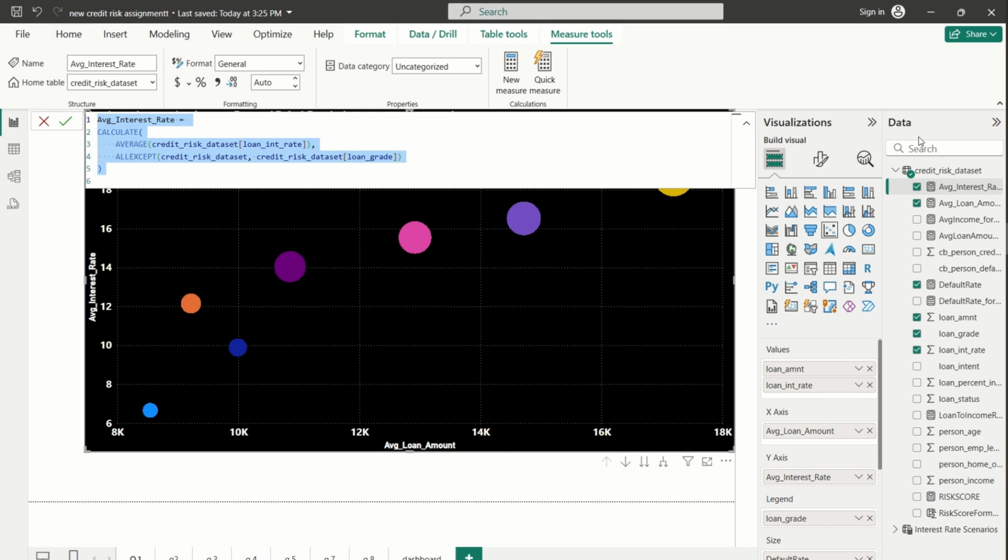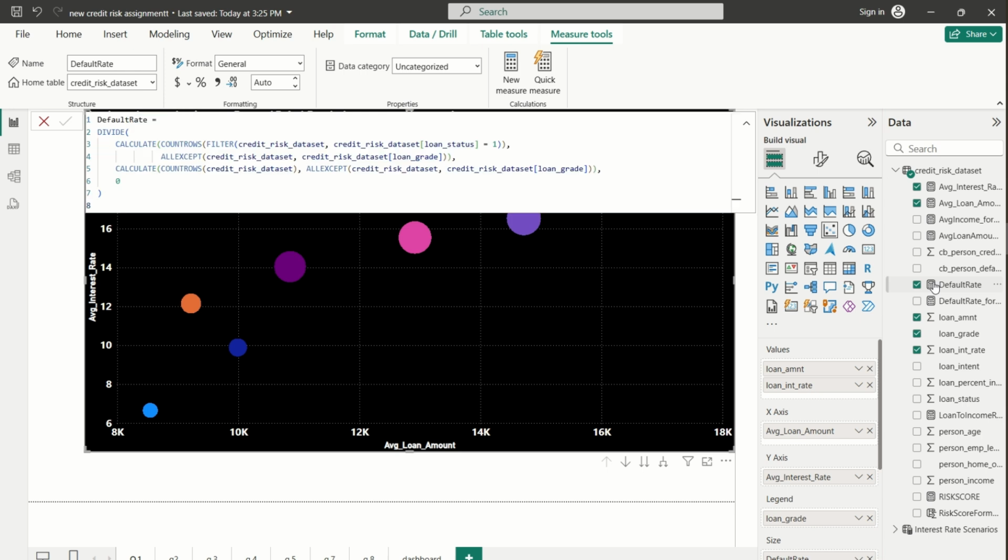Next, we will see the default rate. This is the formula for default rate. The formula calculates the default rate by dividing the number of defaulted loans, where loan status is 1, by the total number of loans, both filtered by loan grade, and returns 0 if the denominator is 0. Now for visualization, I have used a scatter chart.